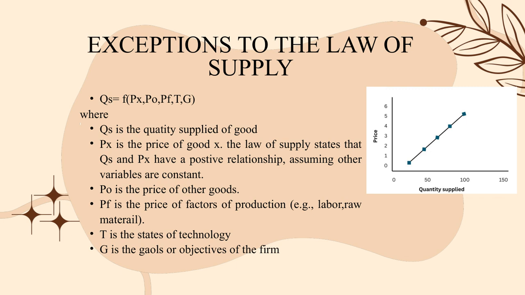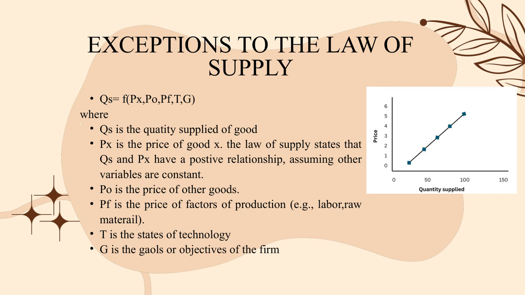Then we have T, which stands for the state of technology. Advances in technology can make production more efficient, leading to an increase in supply, while setbacks might reduce supply. Finally, G represents the goals or objectives of the firm. Sometimes, companies might choose to limit or increase supply based on strategic decisions, profit maximization, or other business objectives.